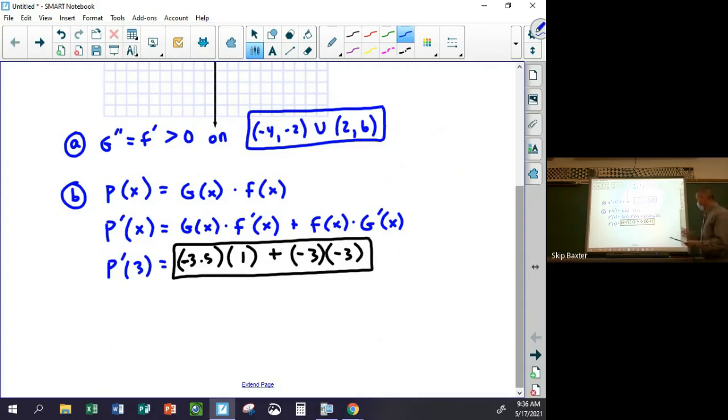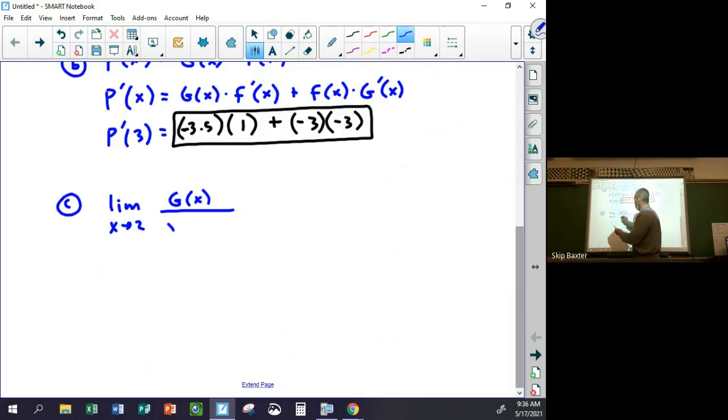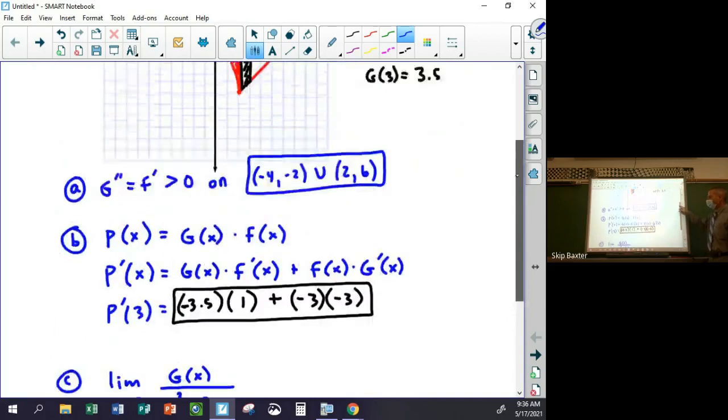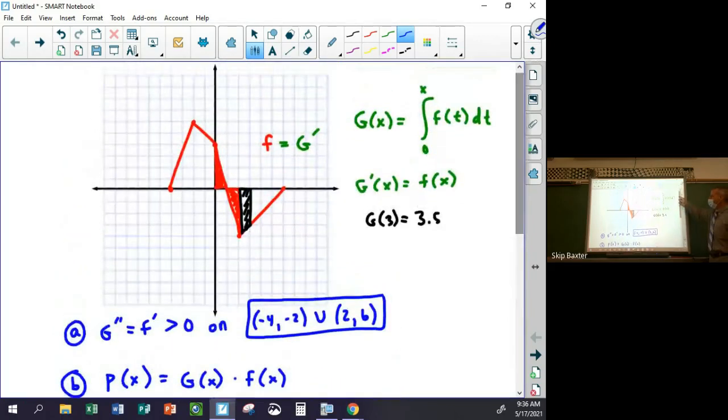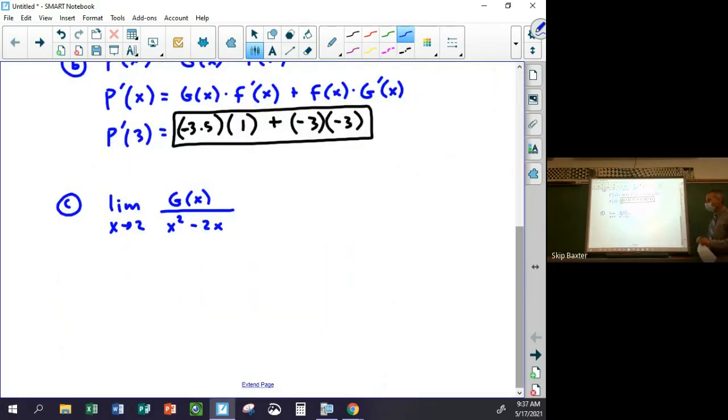Part C, just looking at it, I think it's probably L'Hopital's rule, but let's check it out. So it says find the limit as x goes to 2 of g of x over x squared minus 2x. So if you look at g of 2, that's the integral from 0 to 2. It's definitely 0, right? Because you get this positive area and this negative area that cancel each other out. So this is a L'Hopital's rule problem for sure.